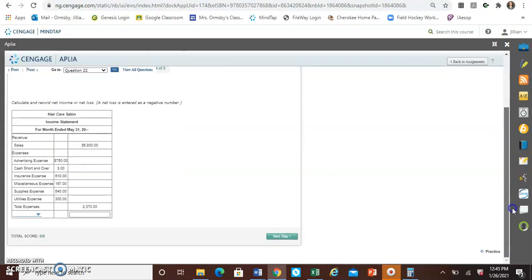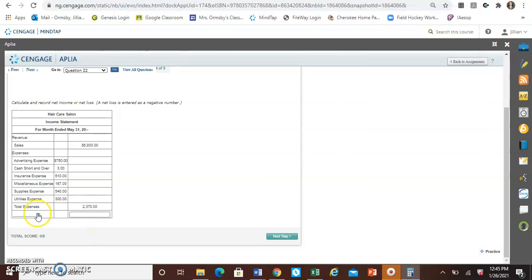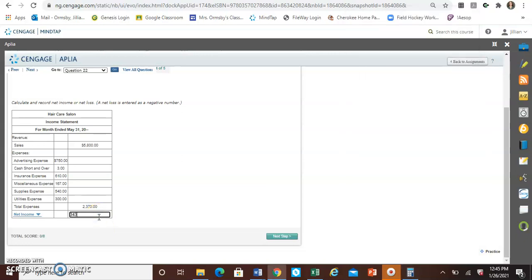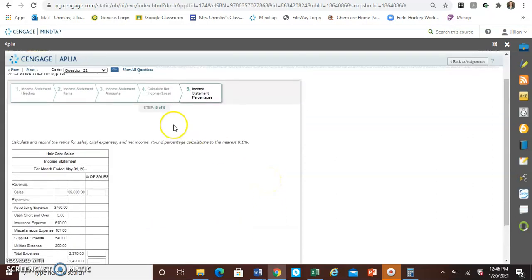Our next step is to determine if there is a net income or a net loss. So we are going to take our calculator, or you could also use the worksheet, but the worksheet is not available to us. But this information would have also been on the worksheet, but it should be sales 5,800 minus your expenses 2,370. It's going to give us 3,430. It's a positive, so it would be a net income. If it was a net loss, it would be a negative number, and we would put this in parentheses here.